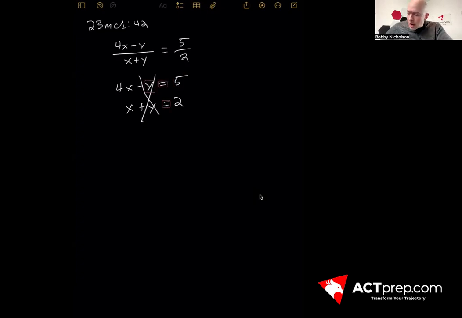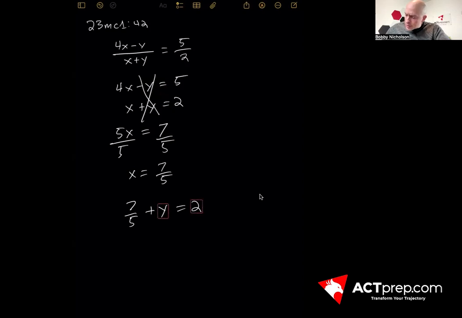So we're just going to combine these lines and get 5x is equal to 7. We're going to get x by itself by dividing both sides by 5. And we find that x is equal to 7 over 5. Now we can just substitute in 7 over 5 into either of these lines to be able to solve for what y is equal to.